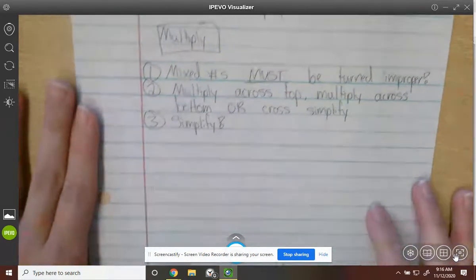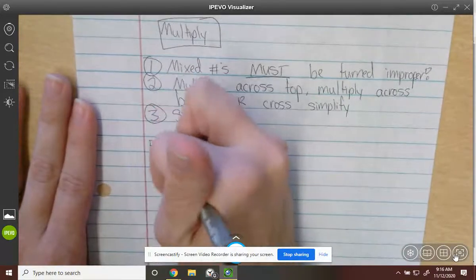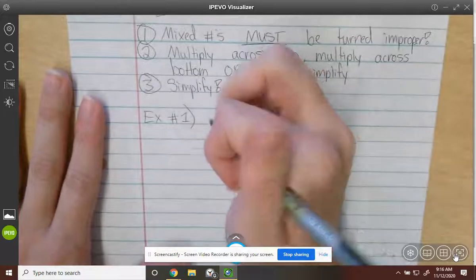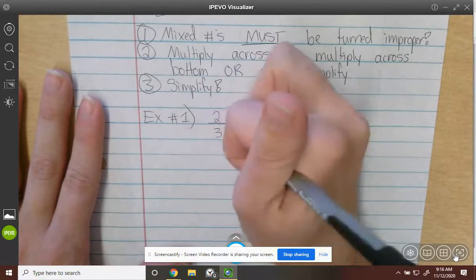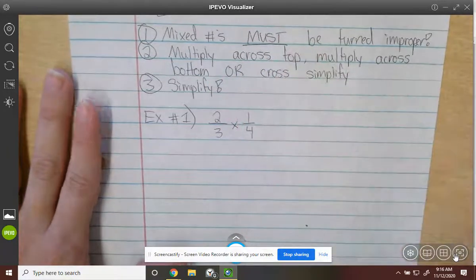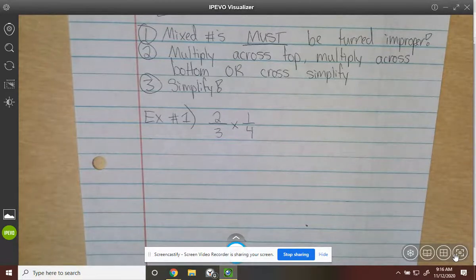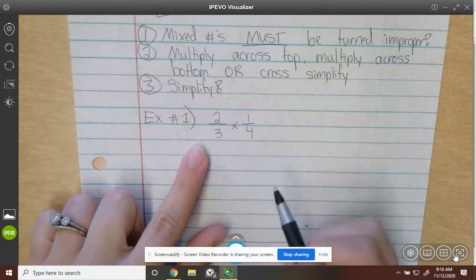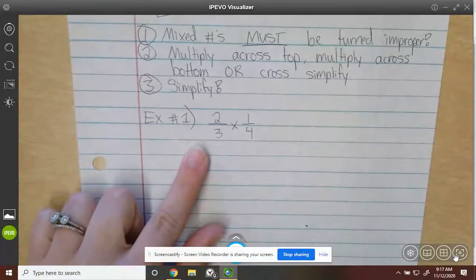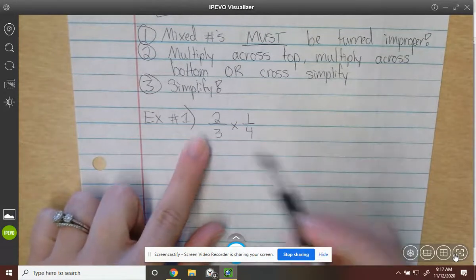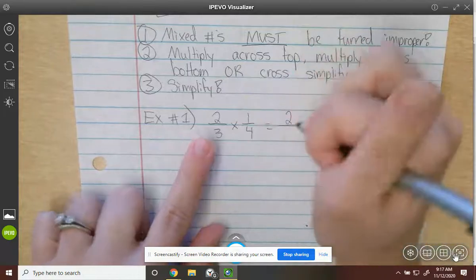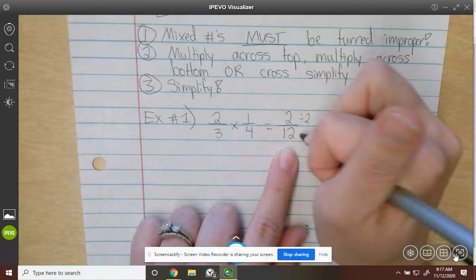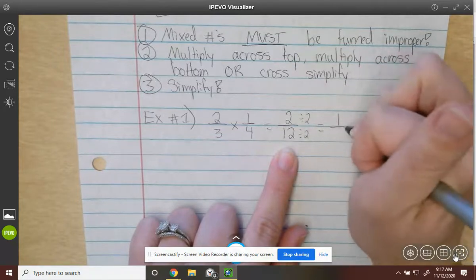Okay, so let's do 3 examples for multiplying. First one is 2/3 times 1/4. I'm going to do it one of two ways. First way, I'm just going to multiply across the top and then multiply across the bottom. Second way, I'm going to cross simplify. You guys can decide which way you like better. So multiply across the top, 2/12. Then I have to simplify this, so divide both of them by 2. That would be 1/6.